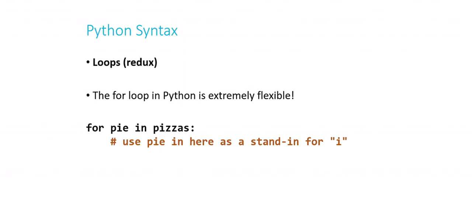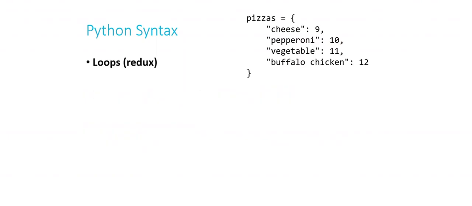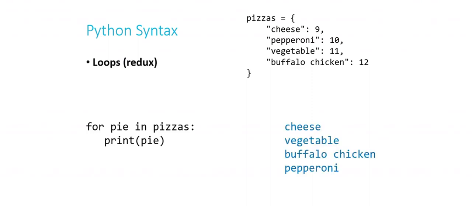What it's going to do there is pi basically becomes every single key: cheese, bacon, vegetable, pepperoni, whatever else I had in there. That's how we iterate over all of those keys in Python without having the integer values that we did previously. So for example, here's the original pizzas dictionary. If I say for pi in pizzas, print pi, because pi is substituting for the keys, this is going to print out a list of all of the keys in my dictionary. These are maybe the kinds of pizzas that I have available.